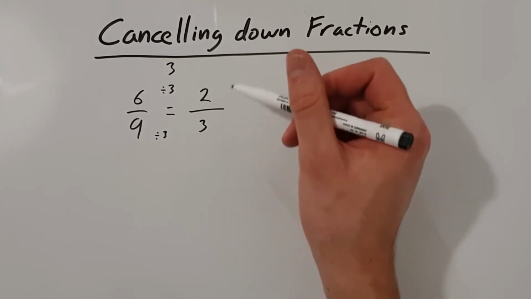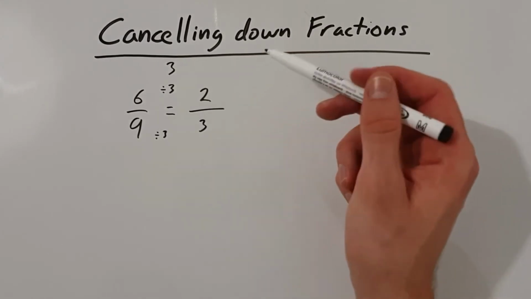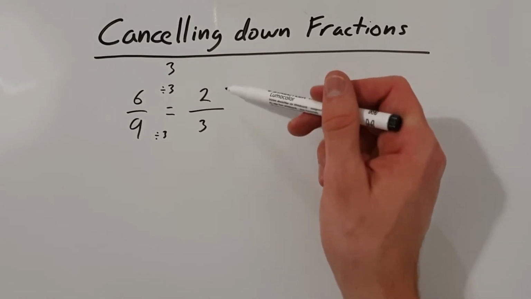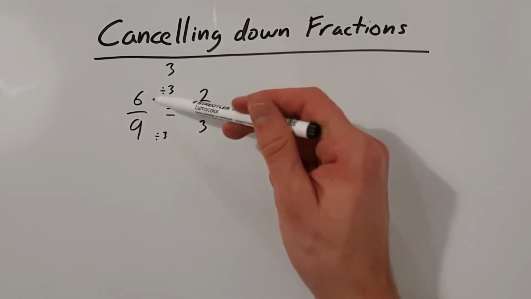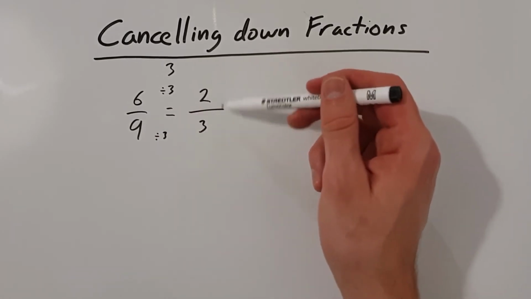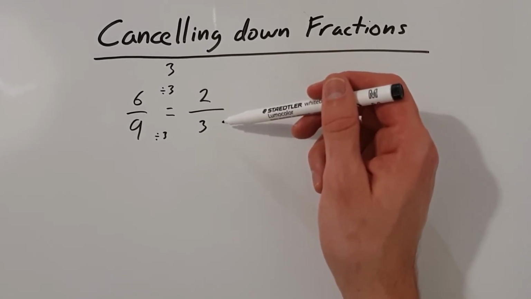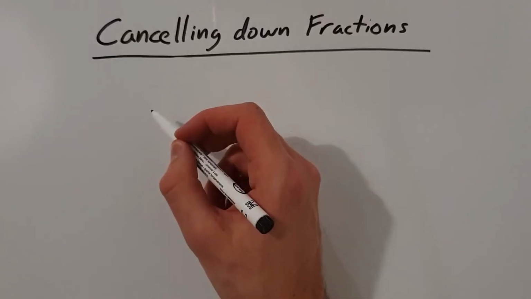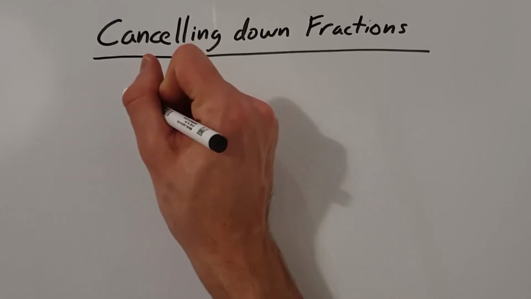And that is our answer. That is 6/9 cancelled down till it can't go down anymore, becomes 2/3. We find the common factor and we divide the top and bottom both by this to get our new simplified cancelled down fraction.